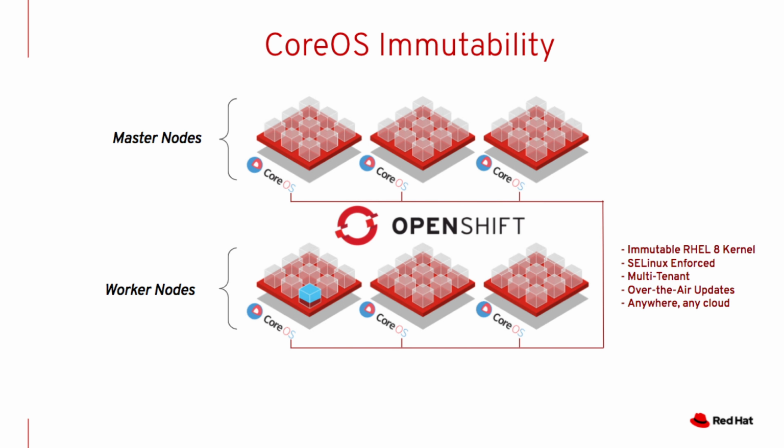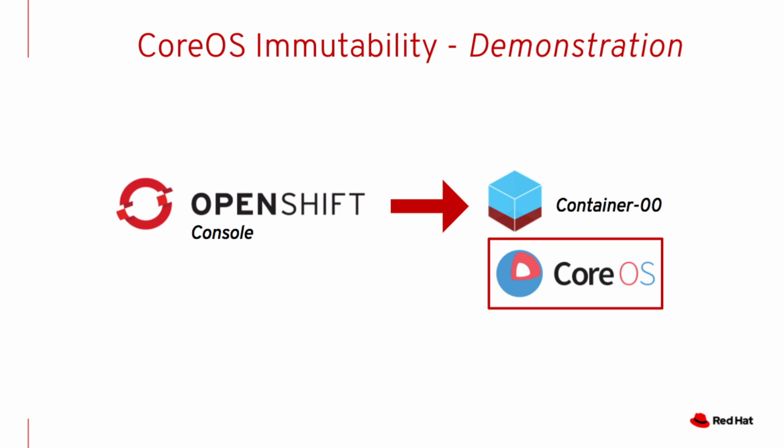Now, with this demonstration, we're going to launch a container on one of the worker nodes, and this will enable us to connect to the actual worker, and from there we can examine the immutability. So what we're going to do is open the OpenShift console, connect to the worker node, and launch the container, and that will enable us to type various commands to examine the immutability. So let's go ahead and get started with the demo.